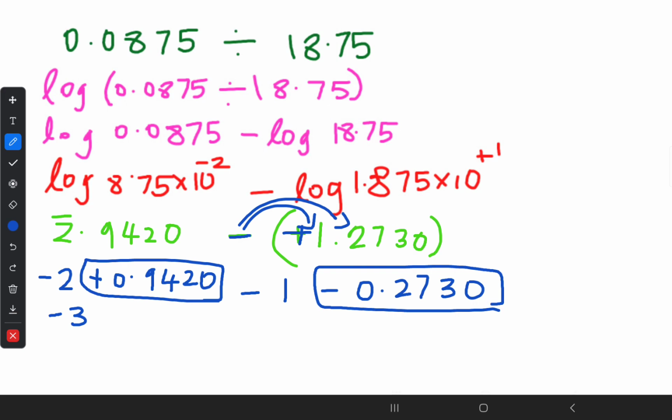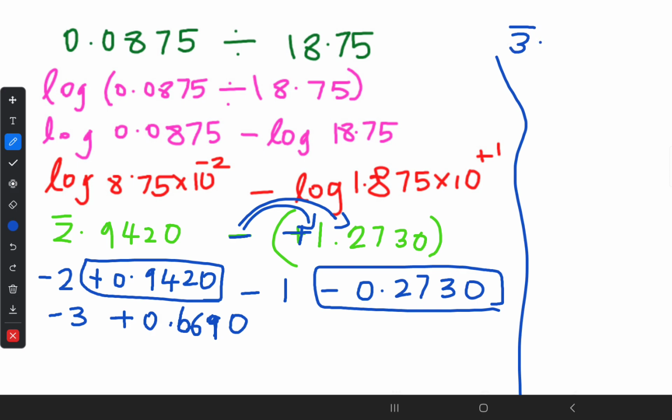So that will give you positive 0.6690. So that means it can be expressed as, look at this, what we did after the calculations. It became negative 3 plus 0.6690. Negative 3 means it is bar 3 in logarithmic notation, bar 3.6690. Earlier we introduced logarithms. Now we need to terminate the logarithms again.